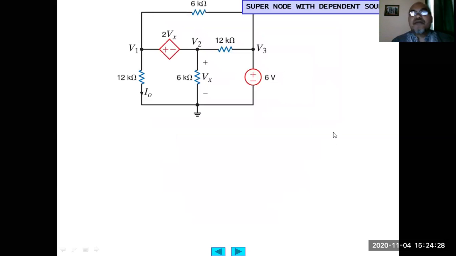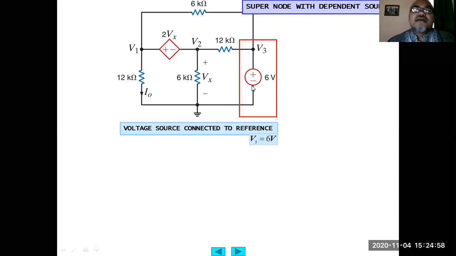Another example: supernode with dependent source. We have one independent source, 6 volt, connected to the reference. We have one voltage controlled voltage source, VCVS, 2Vx, and Vx is the voltage across this 6 kilo ohm. Basically, this Vx equals V2, because it is connected to the reference. So we have V3 equals 6 volt.